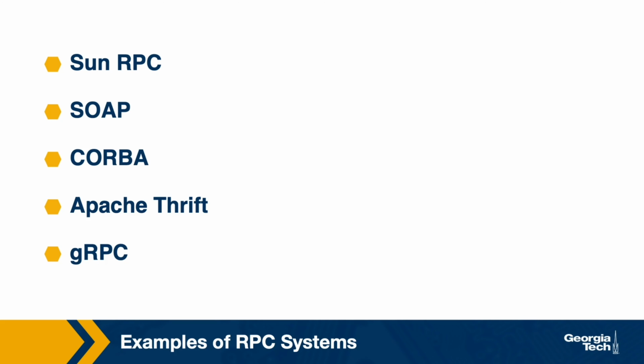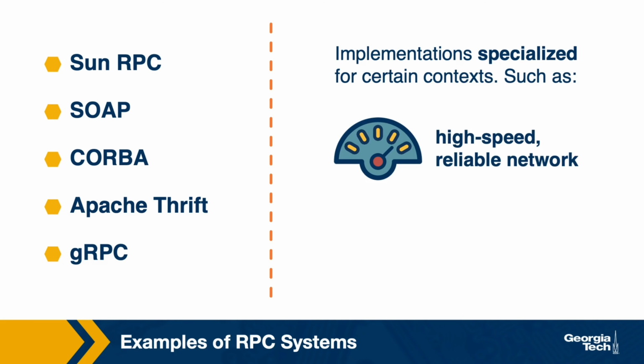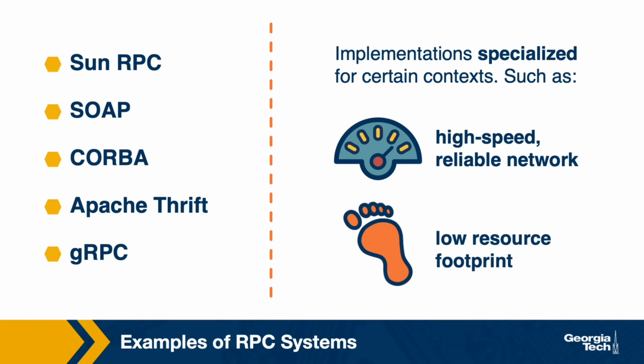And there are many RPC systems specialized for certain contexts. For instance, for high-end data center systems with ultra-high bandwidth, low latency, and very reliable networks, or for embedded environments where there are a lot of optimizations that are necessary in order to minimize the resource footprint.